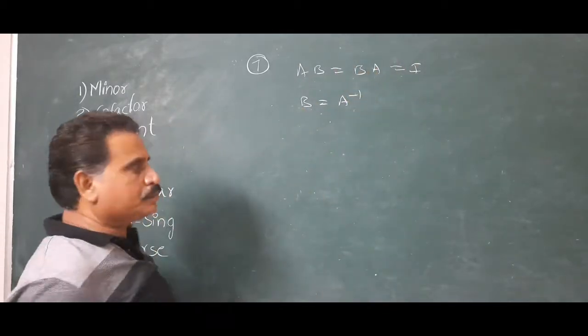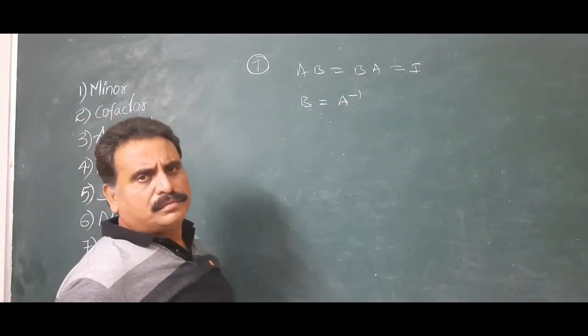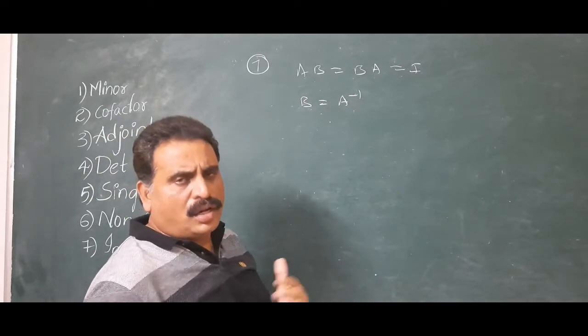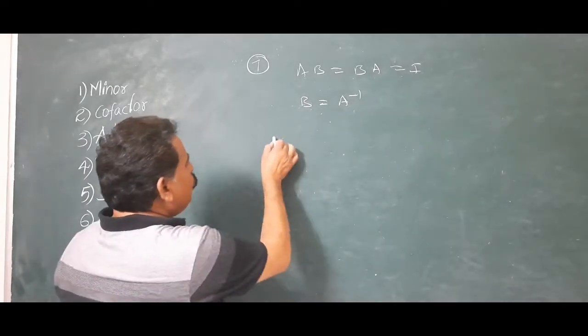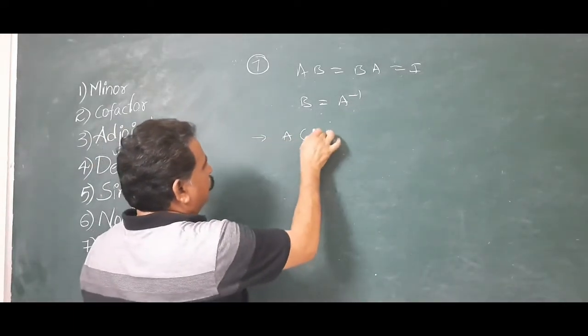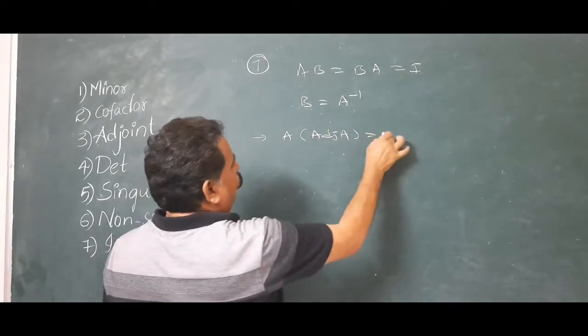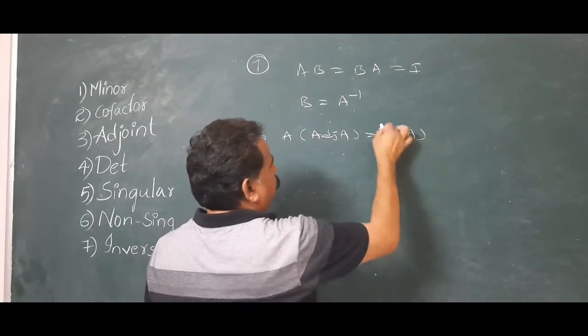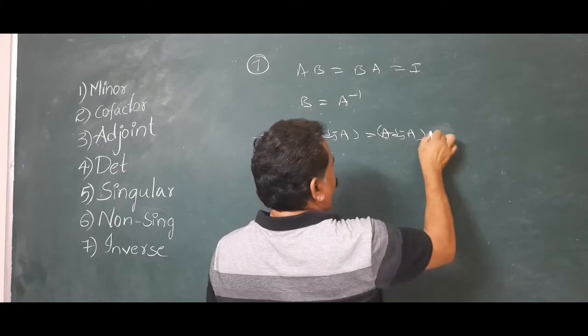Now here, let us take A as a non-singular matrix. A into adjoint A equals adjoint A into A equals det A into I.